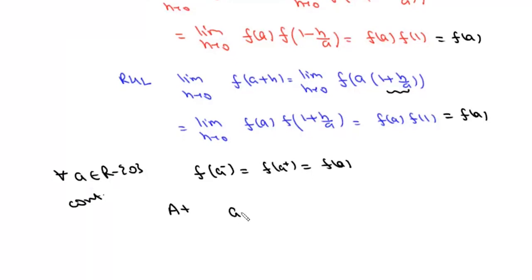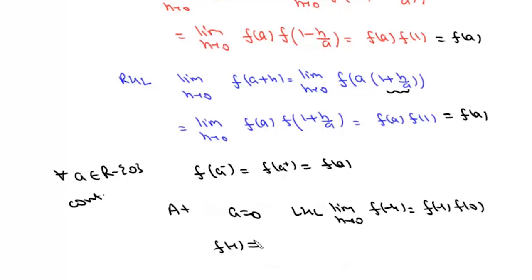Now at a equals 0, if we look at its left-hand limit, the left-hand limit will be limit h tends to 0 f(-h), which is f(-1) into f(0), and this f(-1) may not be equal to 1. So at a equals 0, it may be continuous and it may be discontinuous. So it is not necessarily true. So this function is continuous for all x except at 0.